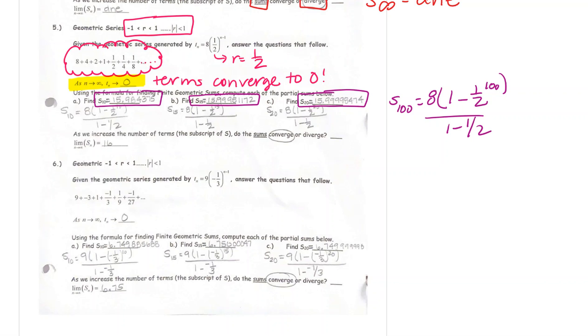1 minus that, times 8 divided by 1/2. Okay, so this actually says 16. It just rounds it up to 16 once I get to 100 terms. Now, it seems weird because these are only what we call partial sums. I'm not actually adding up an infinite number of numbers, but because these terms are converging to 0.